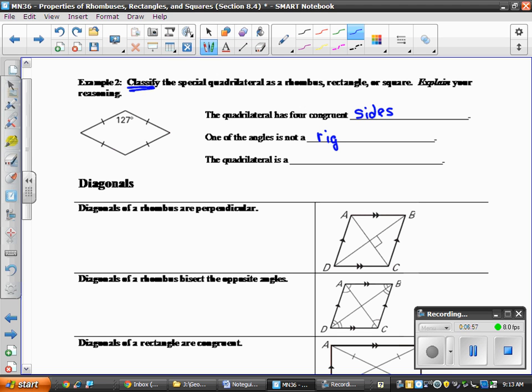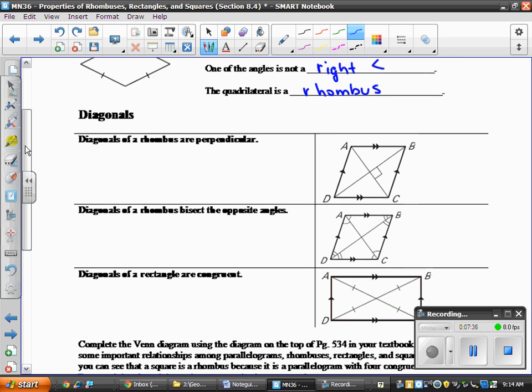Well, actually, let's go back up here. The quadrilateral has 4 congruent sides. Well, a rhombus has 4 congruent sides, a square has 4 congruent sides, but a rectangle does not necessarily have 4 congruent sides. One of the angles is not a right angle. So now we're going to get rid of the square, because a square has to have all angles 90 degrees. The quadrilateral is a rhombus. That's the definition. So this is just my logic here. This allows me to decide which of those 3 makes the most sense.